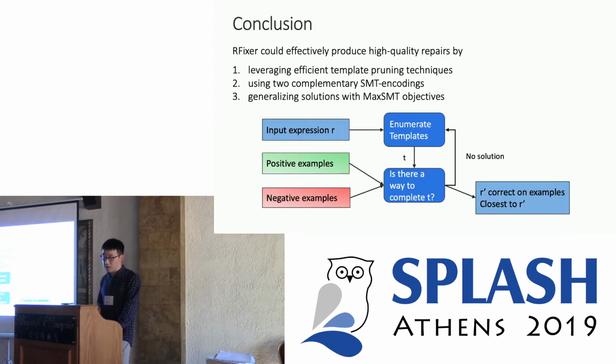So in conclusion, RFixer could effectively produce high-quality repair by leveraging efficient template pruning techniques, using 2 complementary SMT encodings, and generalizing solutions with max SMT objectives.